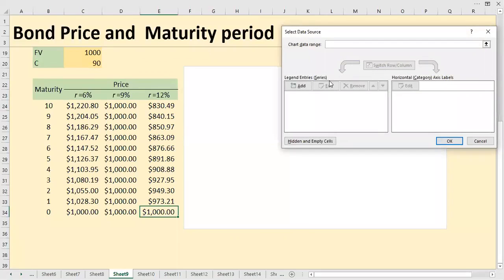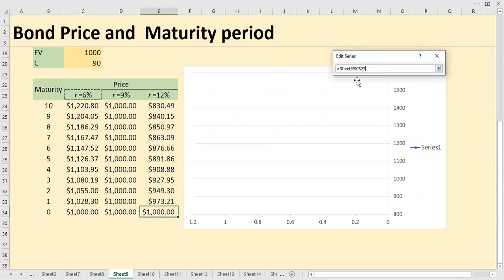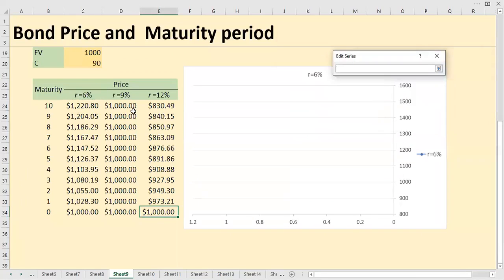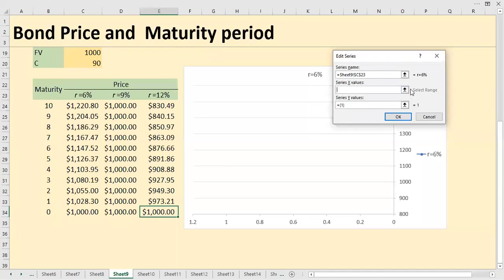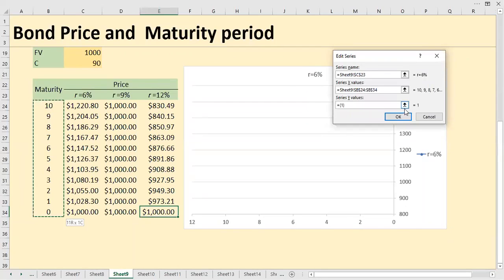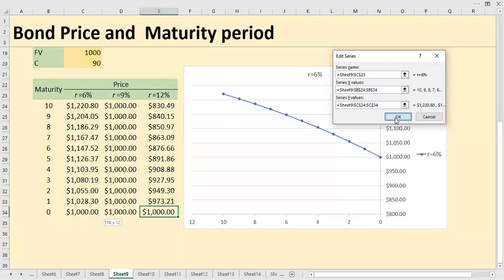Right, I'm going to add the first one, when R is equal to 6%. I'm going to change the x-axis to the maturity period, just to give you a good understanding. So I'm going to give the x-axis as maturity, right? Then for y, I will give the price. So you get something like this.